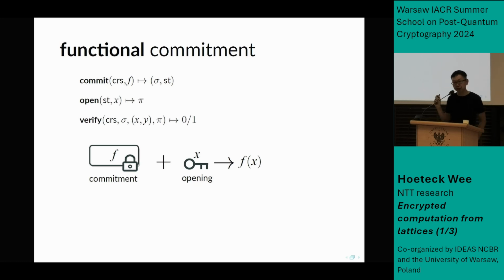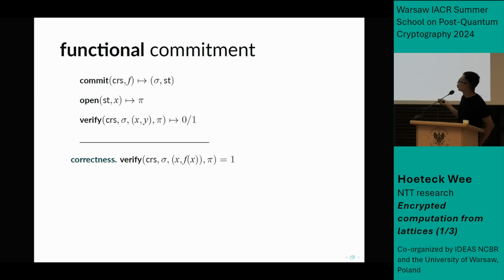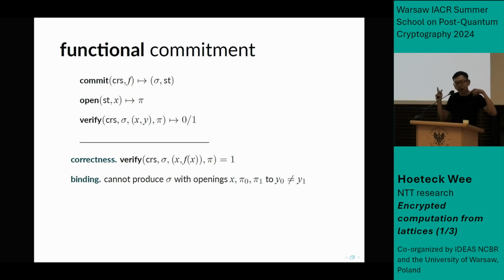So in particular now, our open algorithm takes as input an additional input x, produces a proof, and the verifier, given the x and the candidate value y that it's trying to open to, tries to check whether y is f of x. Okay. So basic correctness says that if you commit to f and you provide an opening for x, you should be able to verify to f of x. Security says that given a commitment and a value x, you should not be able to open to 2 different values of f of x. Okay, so in some sense, given the commitment and the x, there's only 1 possible opening. And succinctness now says that both the commitment and the opening should be much smaller than the size of the circuit F. Okay, so that's sort of the construction of functional commitments.